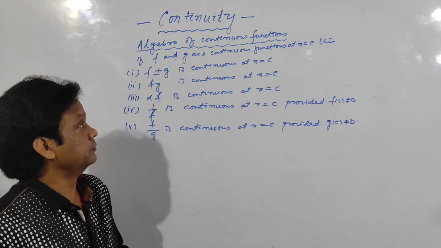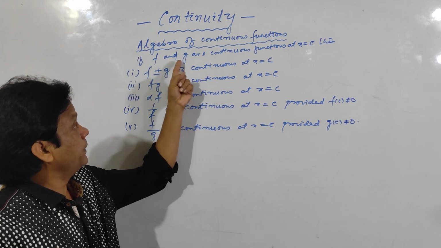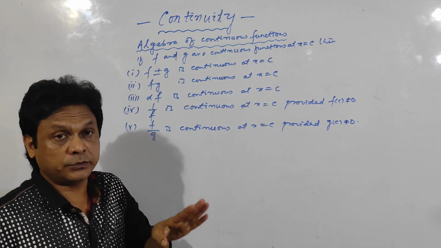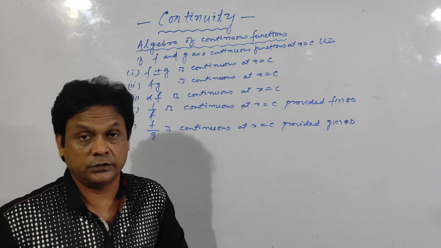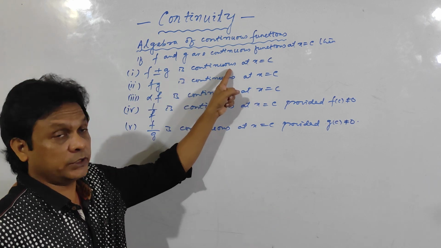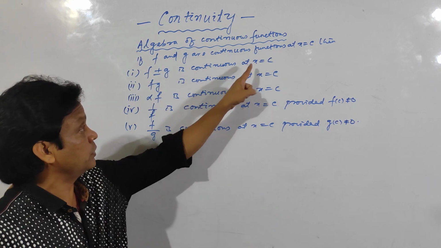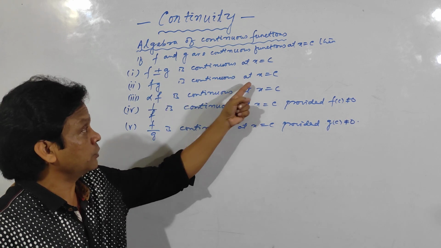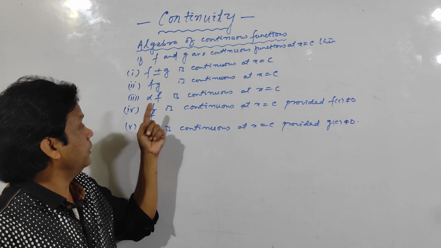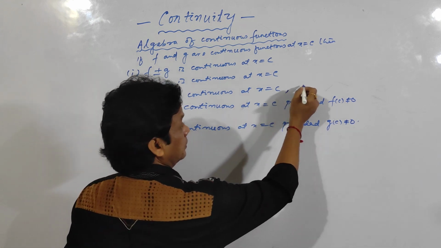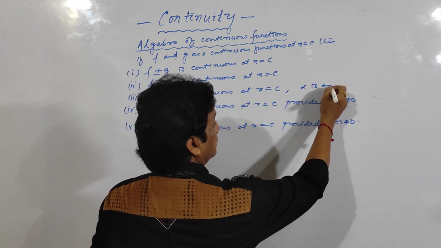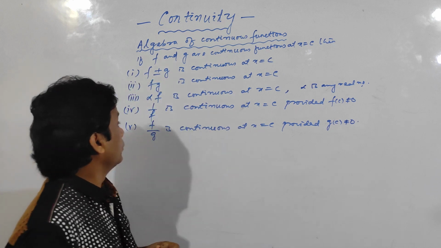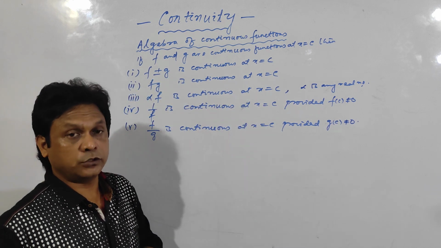See, this is a theorem on continuous functions. If f and g are continuous functions at x is equal to c, then the sum of two continuous functions is also continuous at that particular point. Difference of two continuous functions is also continuous. F plus g is continuous, f minus g is also continuous at x is equal to c. And f into g, the product of two continuous functions, is also continuous at x is equal to c. And alpha into f, where alpha is a constant, any real number. Clear? So alpha into f is also continuous at x is equal to c.